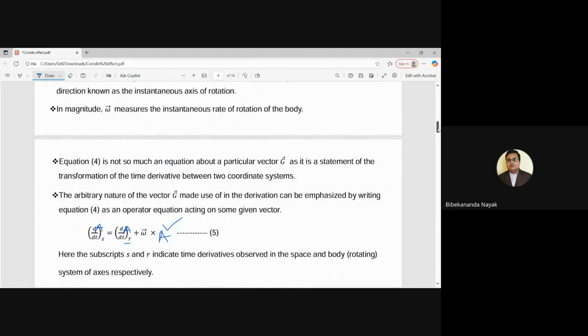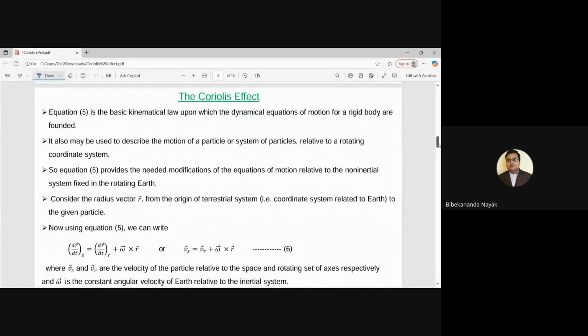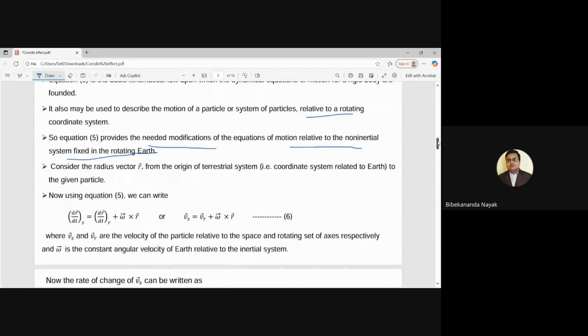Okay, this equation 5 is basically the kinematic law upon which the dynamical equations of motion for a rigid body are founded. It also may be used to describe the motion of a particle relative to a rotating coordinate system. So equation 5 provides the needed modification of the equation of motion relative to the non-inertial system fixed in the rotating earth. Non-inertial means actually changing with time, and it is applicable to that omega cross r.